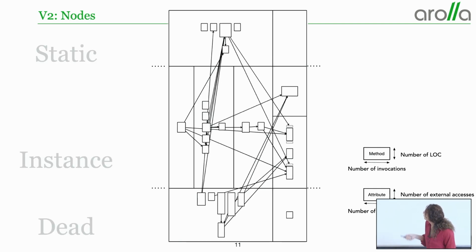Then we add to each layer its nodes. And of course, we connect these nodes with the node link diagram. You also have to notice here that each node has 2 metrics. For instance, for the method node, the height represents the number of lines of code. You cannot really see it here. The width represents the number of invocations. For the attribute node, the height represents the number of external accesses, and the width represents the number of internal accesses.